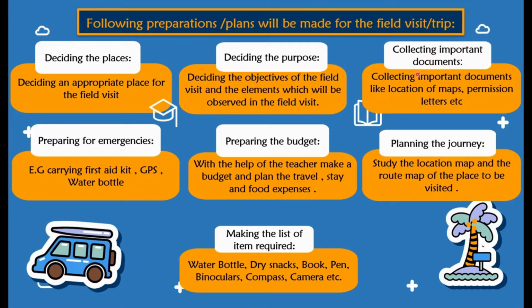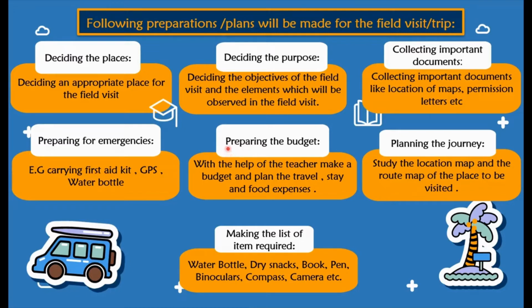Next one, collecting important documents. Collecting important documents like the location map, permission letters, etc. Example, for a visit to a factory, permission letter of the factory owner is required. The next one is preparing for emergencies. Preparing for emergencies is very important. For example, carrying first aid kit, GPS enabled mobile phone, dry snacks, water bottle, etc.